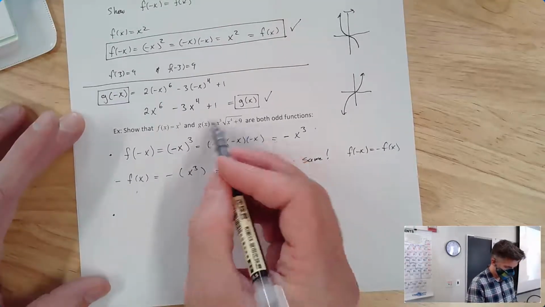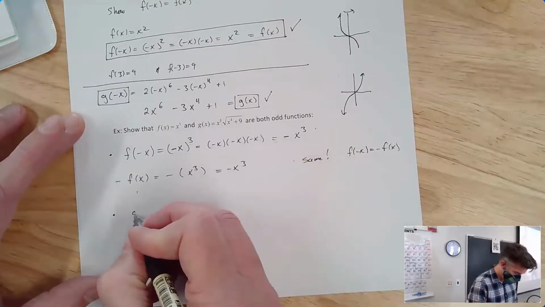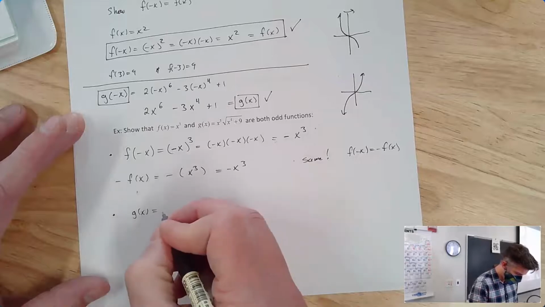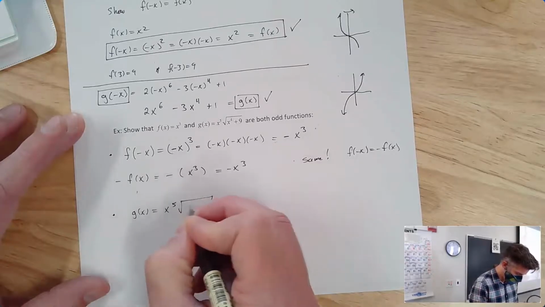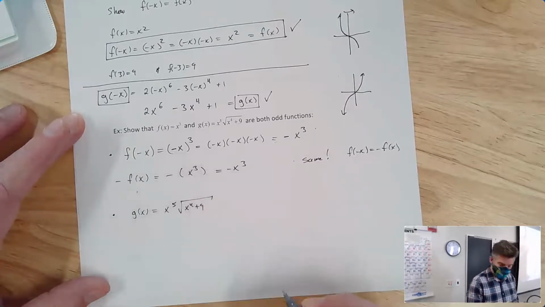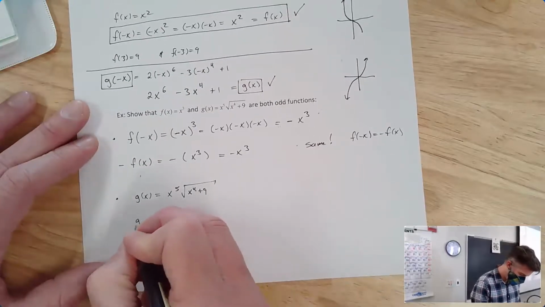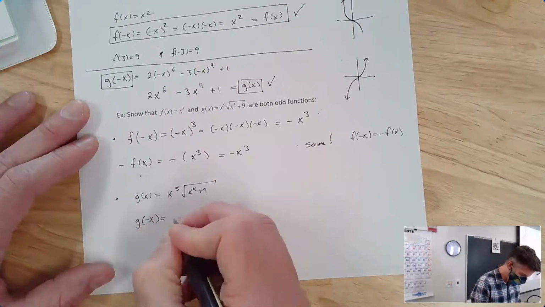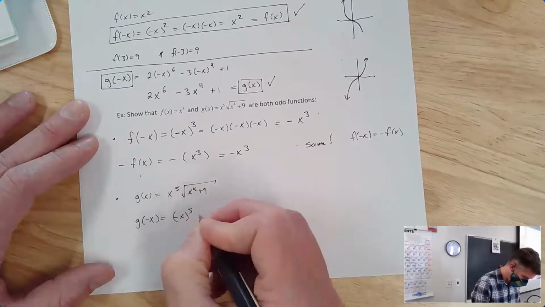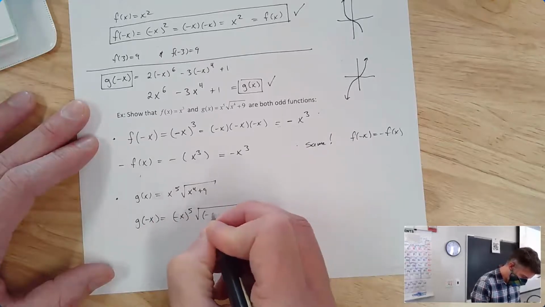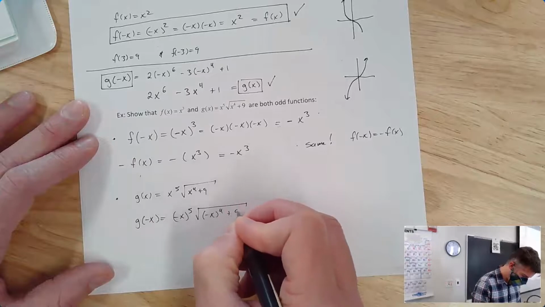So this next function is a little more complicated. We have g of x equal to x to the 5th times the square root of x to the 4th plus 9. And that's going to be, so g of negative x is going to be negative x raised to the 5th times the square root of negative x raised to the 4th plus 9.